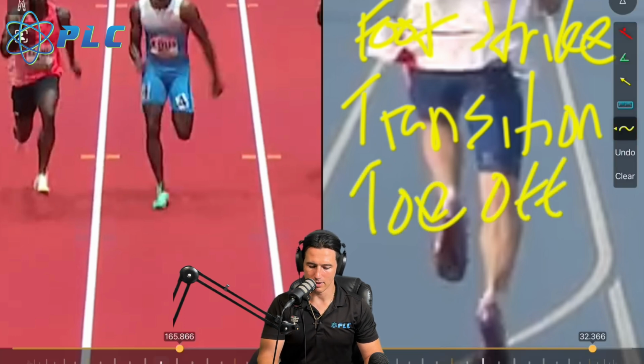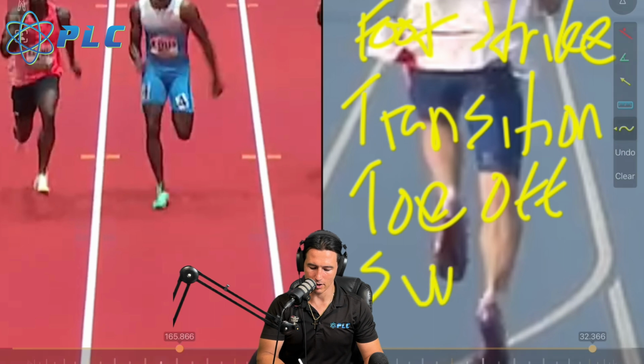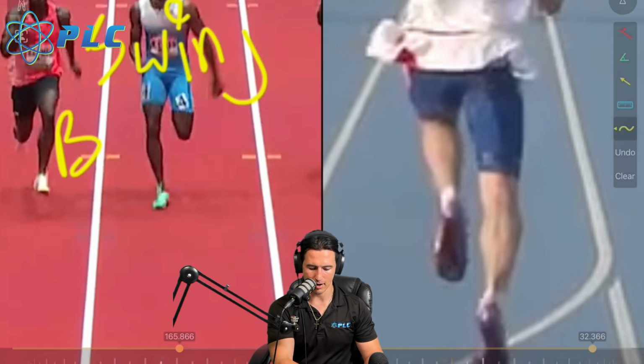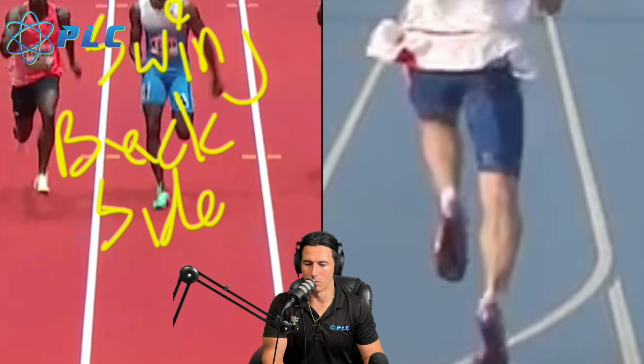And then we're going to have the swing phase, which is going to be when your foot is off the ground. Now, when we talk about the swing phase, we want to definitely put that into really a backside, which is when your foot is off the ground and it's behind or even with the hip. Okay, once the foot passes the hip, now we're going to go into front side swing phase until the foot strikes the ground.